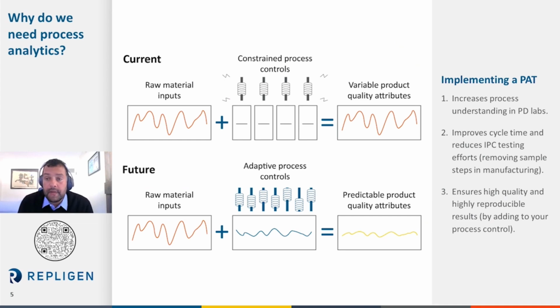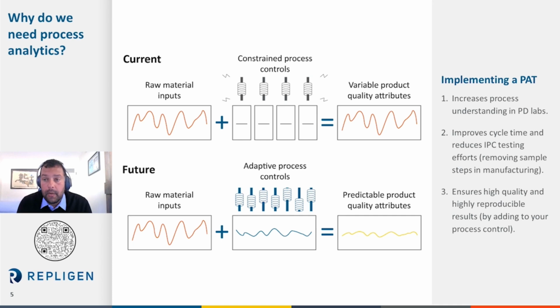So why do we need process analytics? How does it help your process? In the current state in manufacturing, we have a very constrained process. So there are raw material inputs, say your cell culture. It goes through this constrained downstream purification process. And then you need to use various instruments to monitor the variable product quality attributes. There can be a wide range of those product quality attributes that leads to a certain consistency of your product.